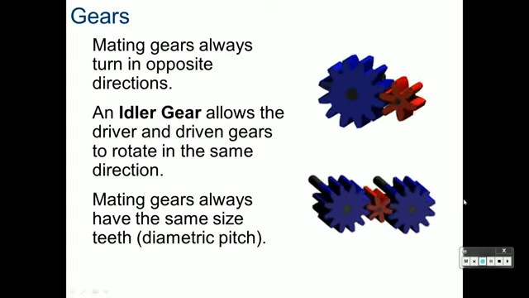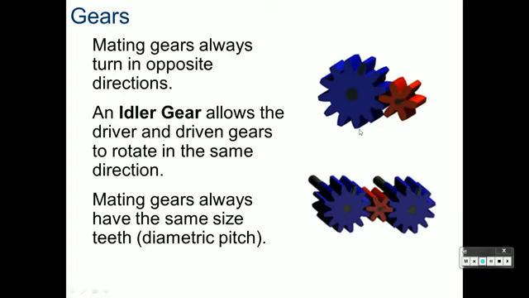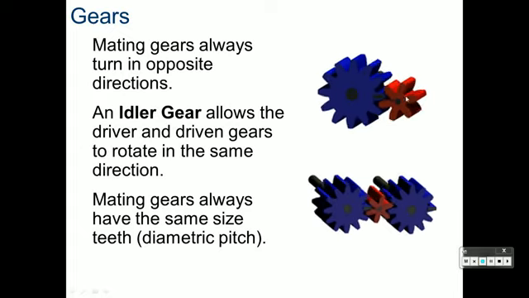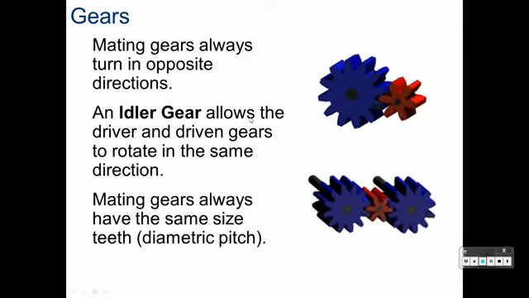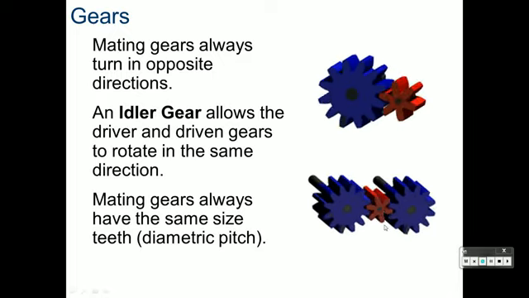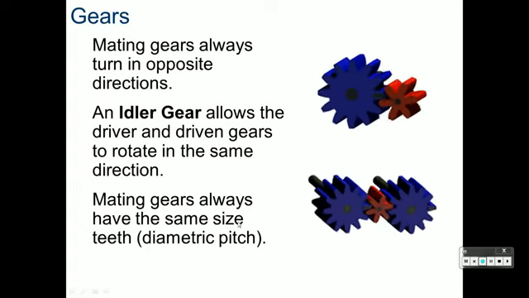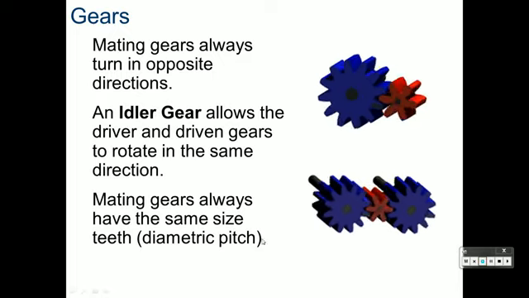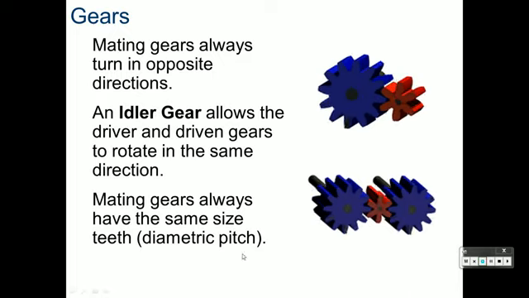Mating gears always turn in opposite directions, as you can see from the top blue and red gears. The idler gear, like the one down here in the middle, allows the driver and driven gears to rotate in the same direction. Mating gears must always have the same size teeth, or what they call the diametric pitch.